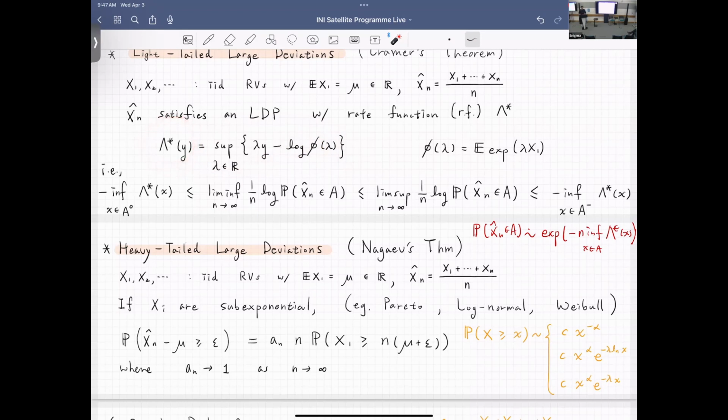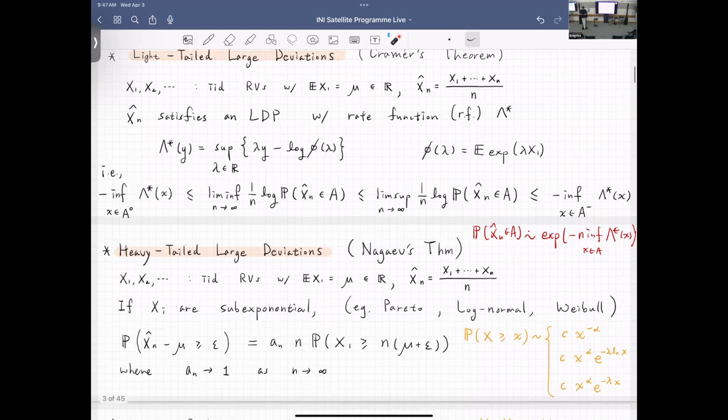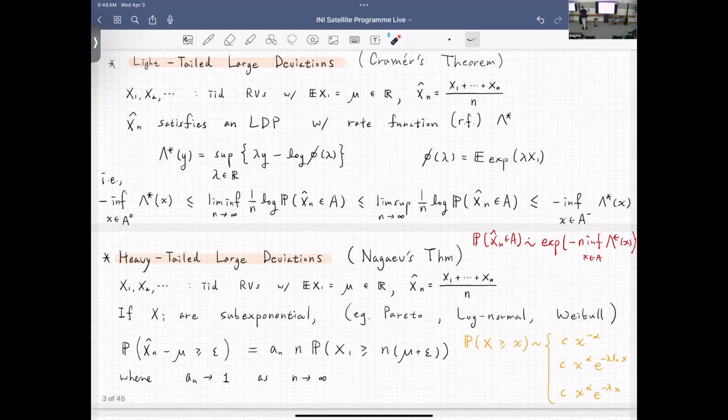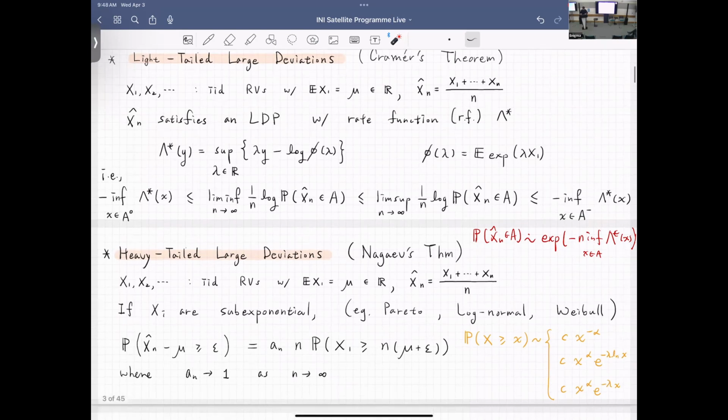So what does this mean? The rate of decay is slower than exponential, but you don't get any more than that. Cramér's theorem still applies, but in heavy-tail cases, you can actually do much better.